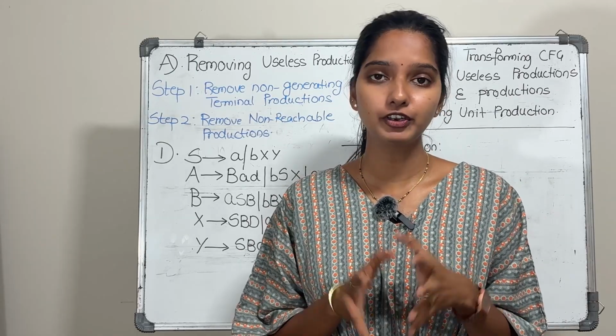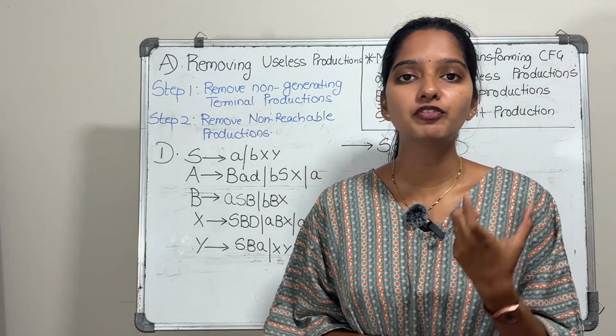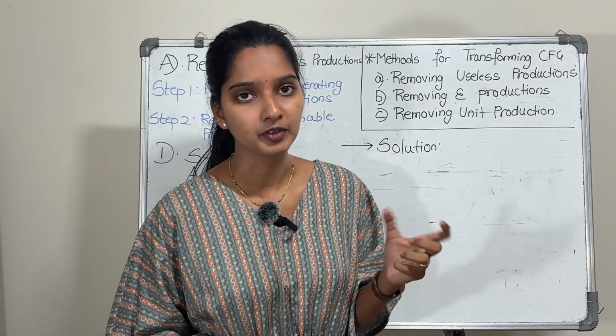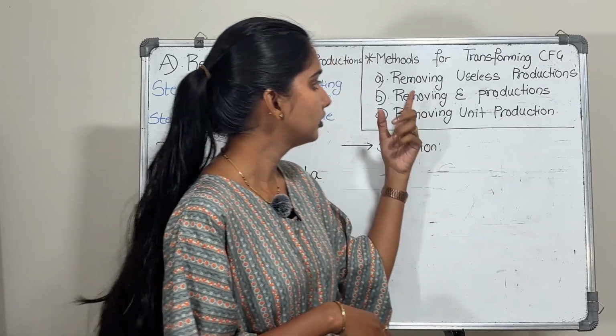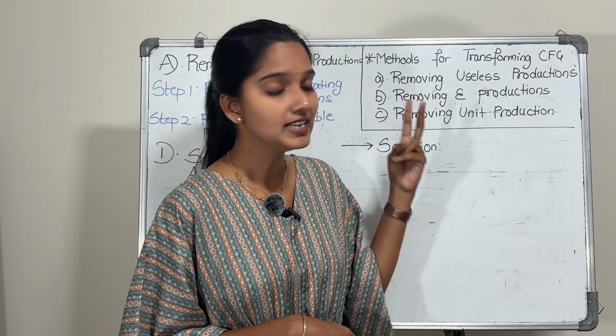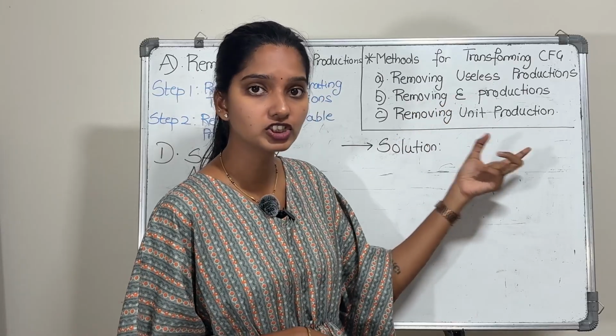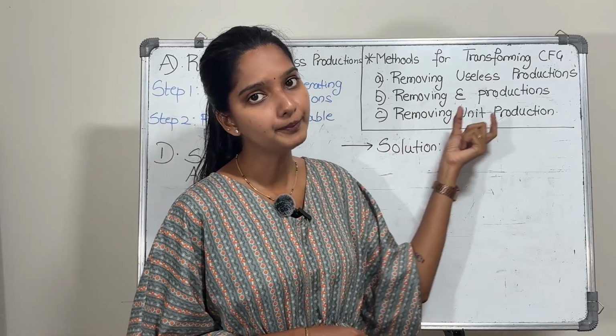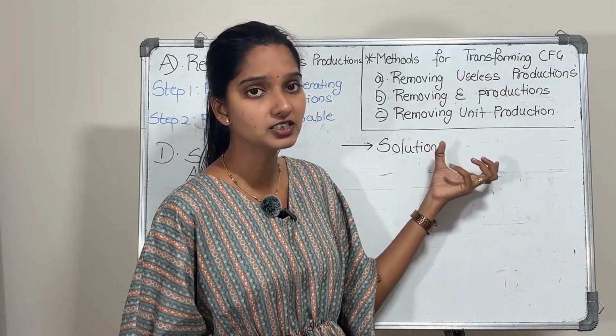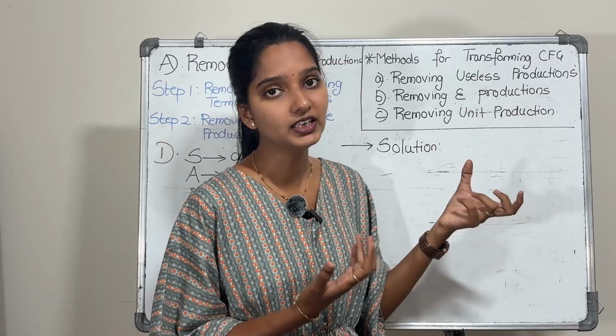So in today's session, we're going to talk about the different methods of transforming a context-free grammar. Basically, there are three methods. First is removing useless production. Secondly is removing epsilon production. The last is to remove unit production. So these are the three methods for transforming a context-free grammar.